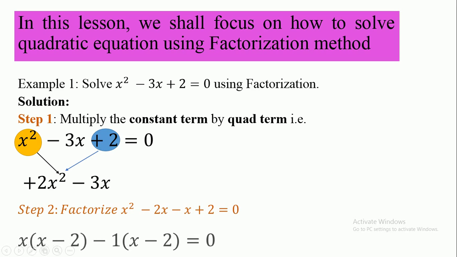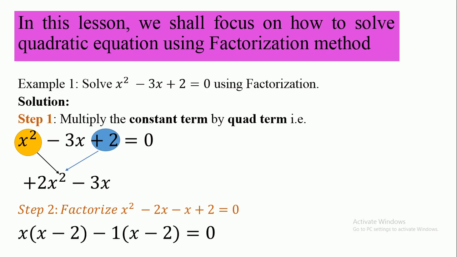By the time you factorize, in factorizing a quadratic equation, it is expected that you have a variable taken out, where you have x open bracket x minus 2, and here you have a number, so that is where we have minus 1 open bracket x minus 2 close bracket equals 0. So make sure what you have here and what you have here are the same.